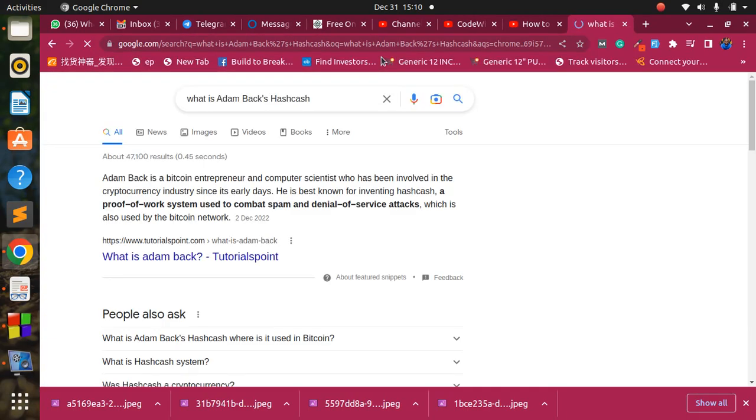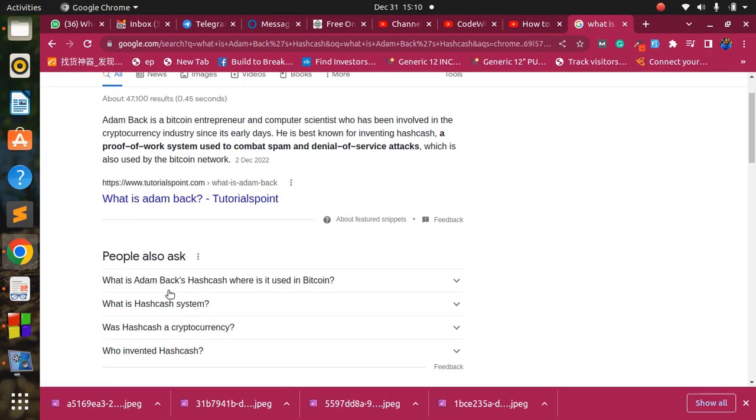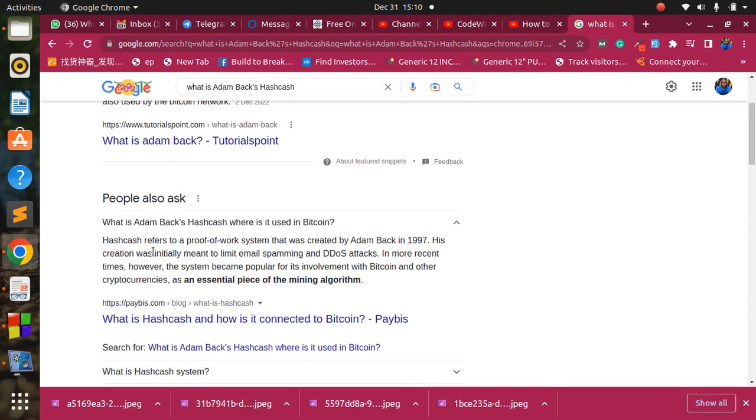Adam Back is a Bitcoin entrepreneur and computer scientist who has been involved in the cryptocurrency industry since its early days. He is best known for inventing Hashcash, a proof of work system used to combat spam and denial of service attacks, which is also used by the Bitcoin network. What is Adam Back's Hashcash, and where is it used in Bitcoin? Hashcash refers to a proof of work system that was created by Adam Back in 1997. His creation was initially meant to limit email spamming.